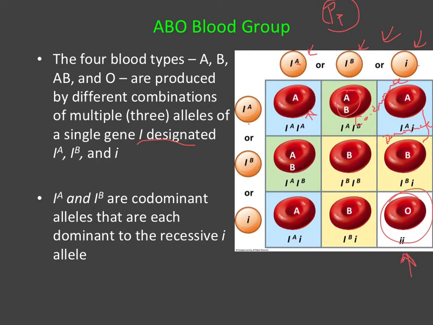These have actually no antigens on their surface. That's why O is the universal donor, because blood cell A has A antigens, blood cell B has B antigens, AB has AB antigens, and then O just doesn't have anything. So you can put O into all of these.